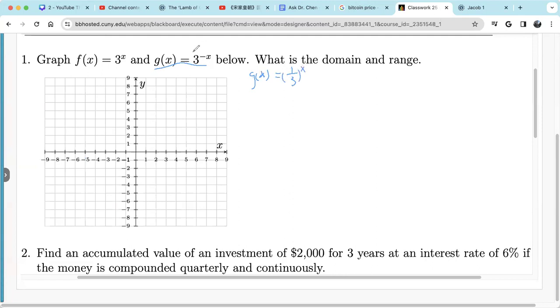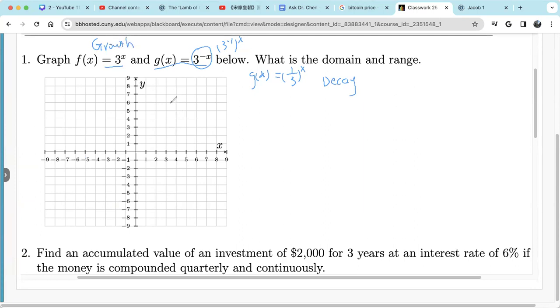So 3 raised to negative x is 3 raised to negative 1, then raised to x. So it can be written as (1/3) to the x. So the base is less than 1. When the base is less than 1, we know that's exponential decay. And base b equals 3, greater than 1, that's exponential growth.